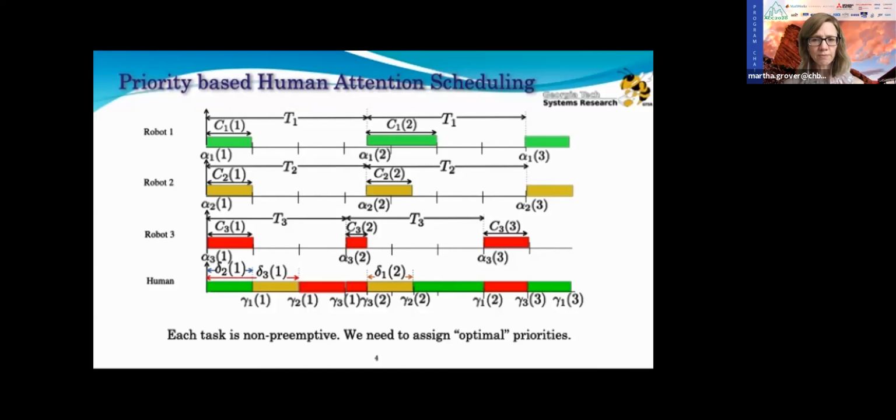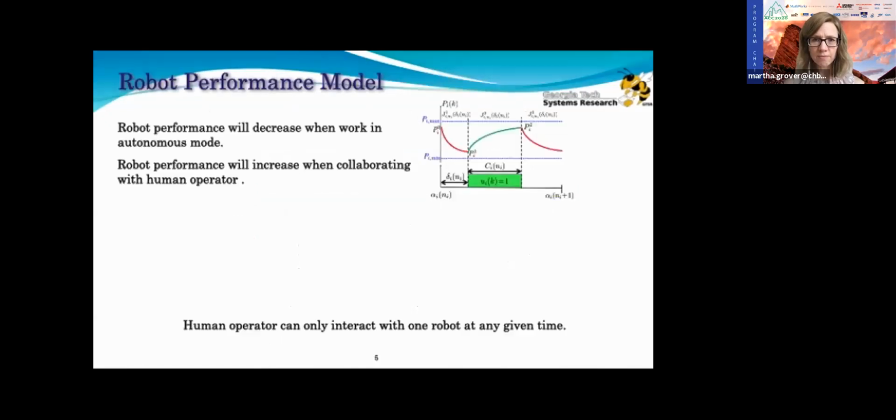So in this setup, we want to assign optimal priorities to maximize the overall robot performance. Therefore, we need to introduce a model for robot performance. So here is our robot performance model.